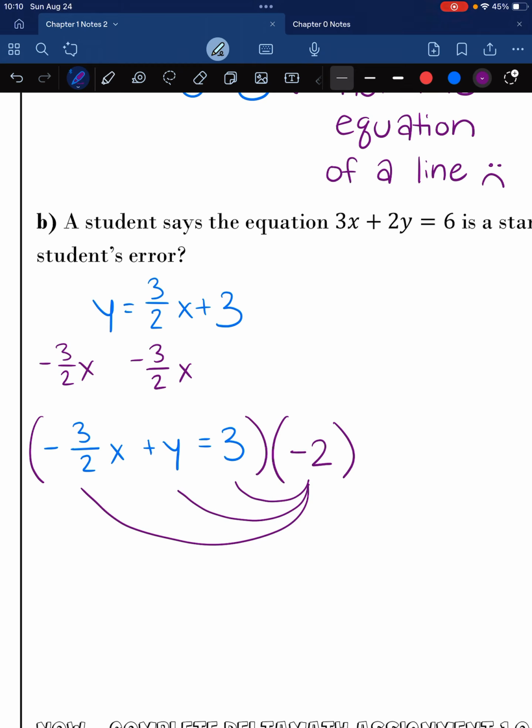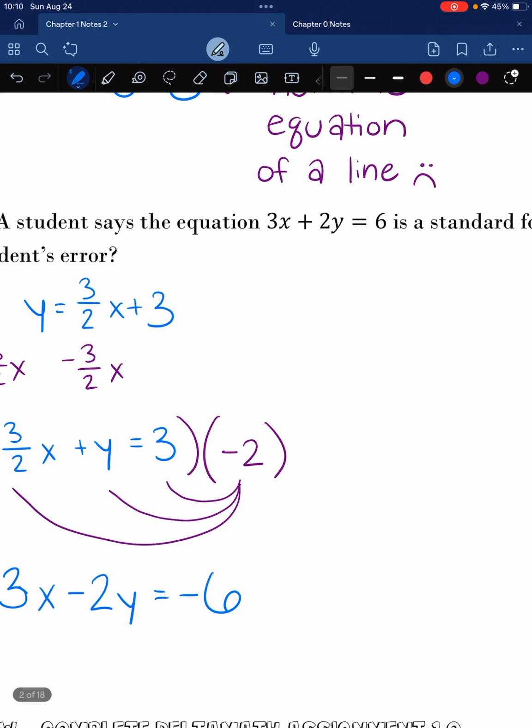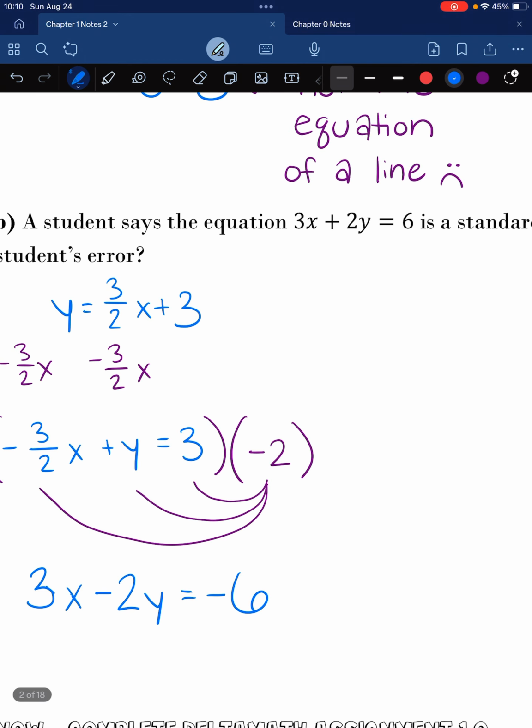The -2 cancels out with the negative and the 2 in the denominator, so I am just left with 3x minus 2y equals -6. So it looks like the student's error is they just got two of those signs wrong. They had two positives for the 2 and the 6 instead of those both should have been negative.